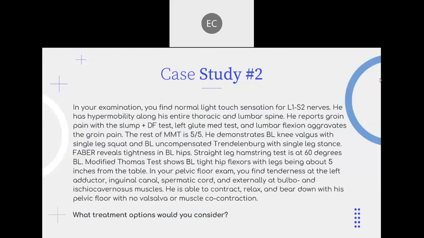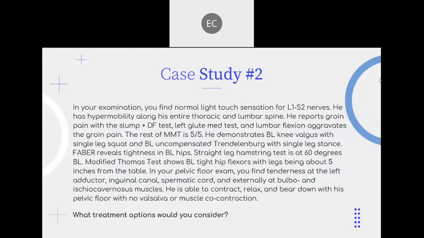Okay, so what treatment options would you consider for this patient? Oh, let me read the findings. In your examination, you find normal light touch sensation for L1 to S2. He has hypomobility along his entire thoracic and lumbar spine. He reports groin pain with the slump plus dorsiflexion test. Left glute med test is also painful, and lumbar flexion aggravates the groin pain. The rest of the manual muscle testing is about 5 out of 5.